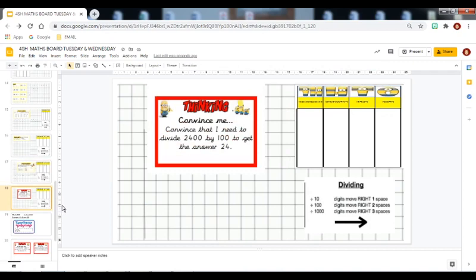Hello again, this is the first of the 2 thinkings. I'm going to read through it for today. You may not get time to complete this. If you don't, that's absolutely fine, because we will start this in tomorrow's lesson as we move through the rest of the model. But if you do have time, I'm going to read it to you. So it says, convince me that I need to divide 2,400 by 100 to get the answer of 24.